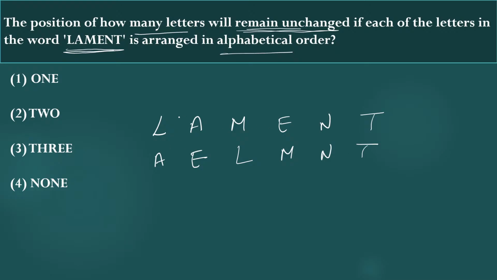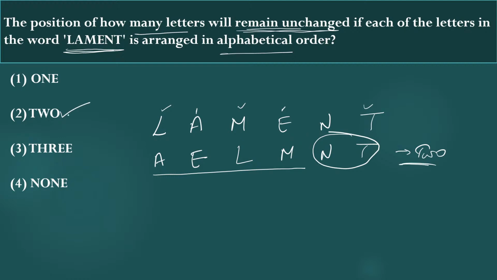So here we have the letters L, A, M, E, N, T. The first letter is A, and the second letter according to alphabetical order is E, and then the third, fourth, and fifth letters. So what is the question? How many letters will remain unchanged? All these letters are changed; these two letters are unchanged. Two letters are unchanged. Option 2 is correct. Next question.